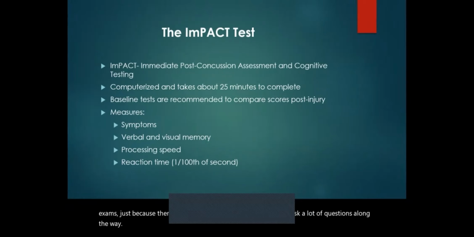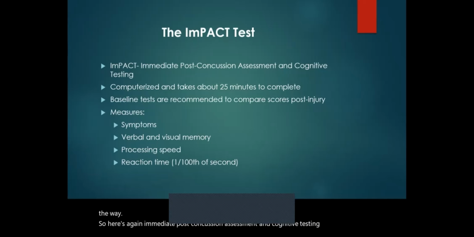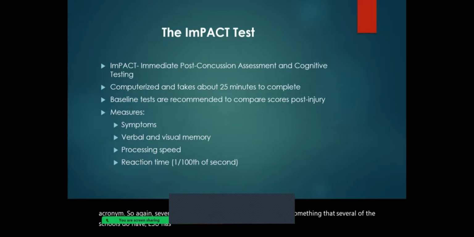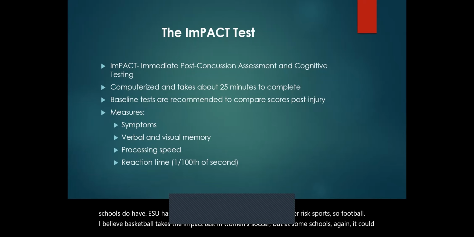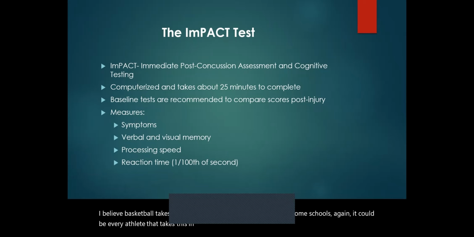So here's again, immediate post-concussion assessment and cognitive testing. That's that acronym. So again, several different things that it measures. This is something that several of the schools do have. ESU has a license to be able to do this on our higher risk sports. So football, I believe basketball takes the impact test, and women's soccer. But at some schools, again, it could be every athlete that takes this. In some high school settings, they might even have just every student take this when they have their free physicals. It just kind of depends on the licensing of it.